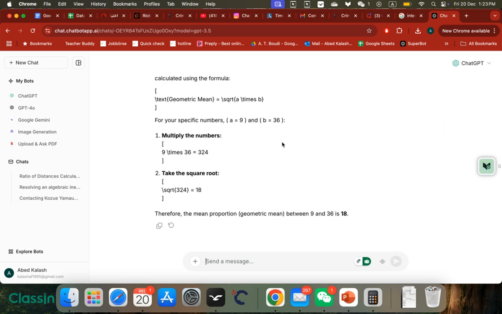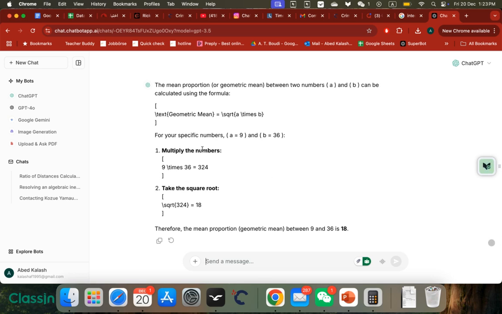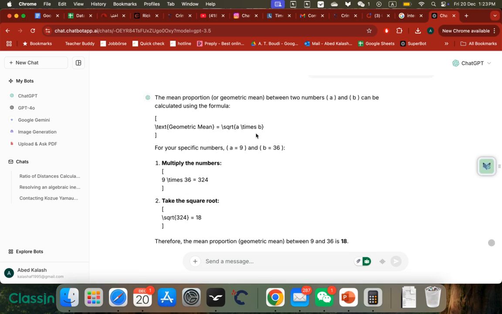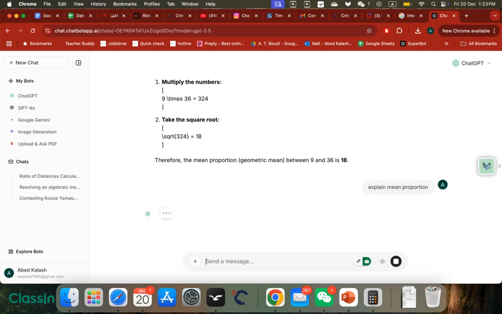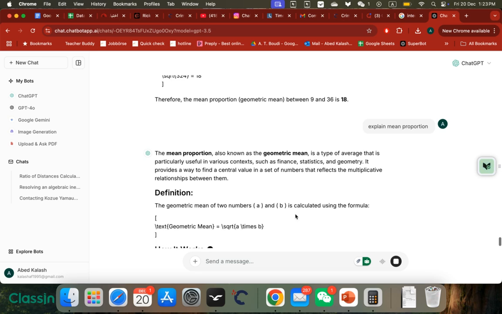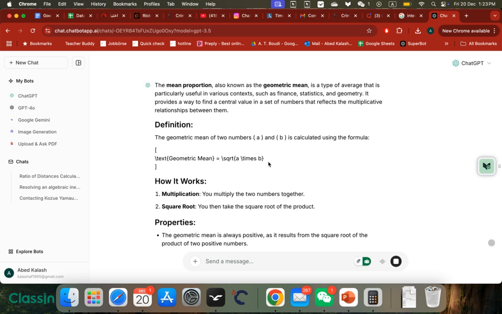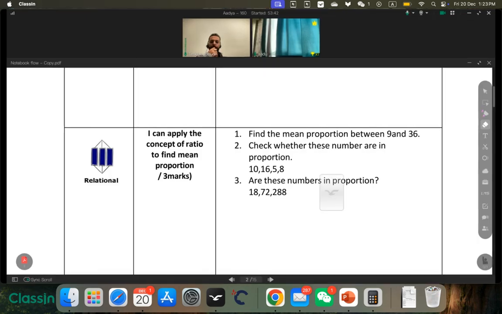I have this written down in my maths book because we did it. Should I send it now? Geometric mean. Yeah, send it, please. A 9, B 36. Multiply the numbers. Take the root. Mean proportion. Mean proportion is something else. It's a geometric mean. The mean proportion is something called geometric mean.